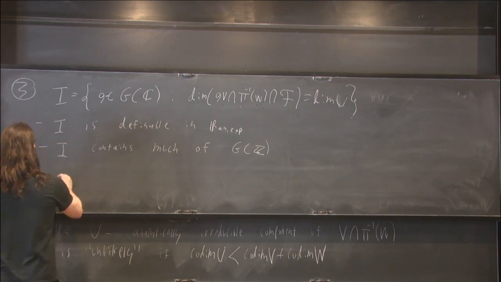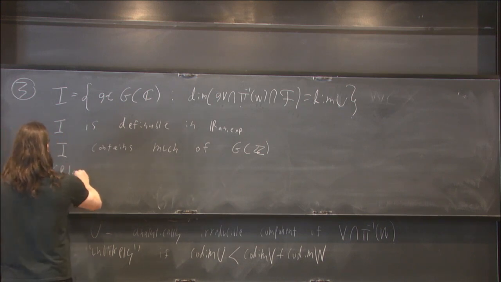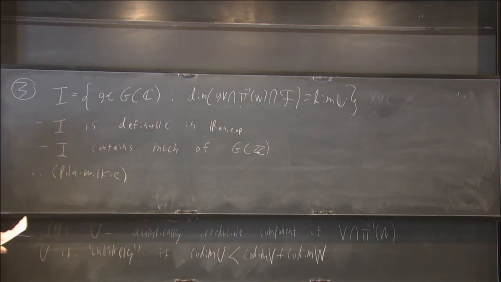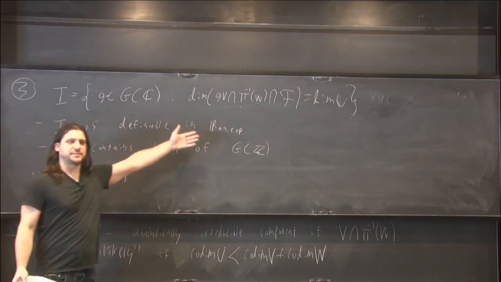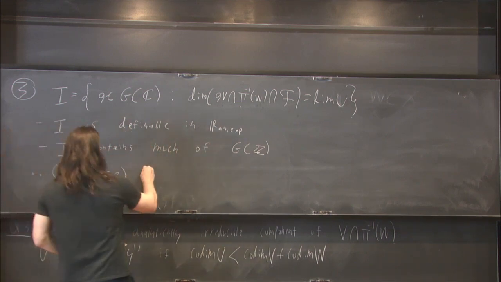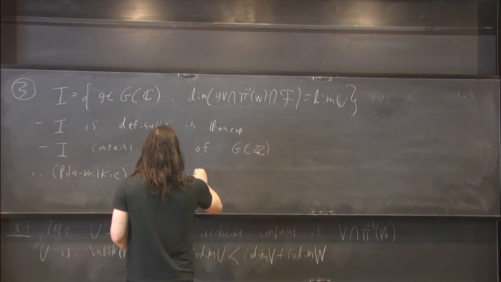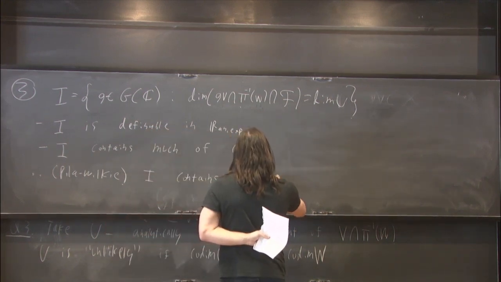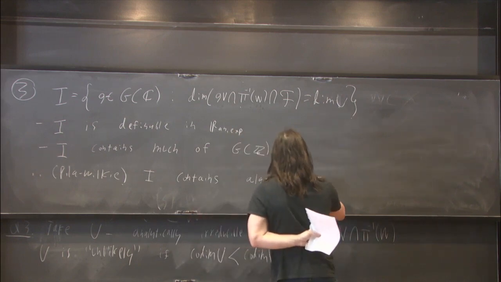And so then the conclusion by theorem of Pila and Wilkie, which is very important, but which I won't even write down, since I is definable, contains many integer points, I's got to have something algebraic going on. I contains algebraic curves.